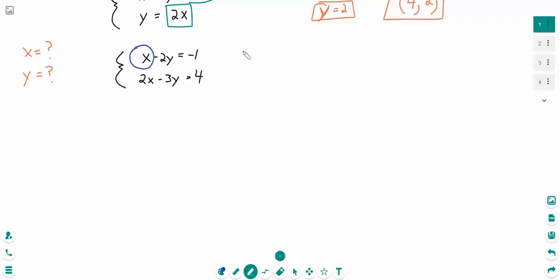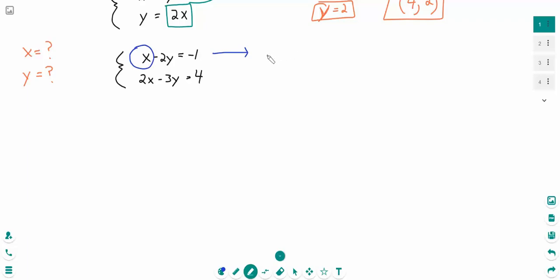So I'm actually going to take this top equation. And the first thing that I'm going to do is solve for the x. Now, I could solve for y if I wanted to, but just based on what I'm seeing, I think the x is going to be the easier one to solve for. And why work harder than you have to, right? I mean, really. So let's do it.